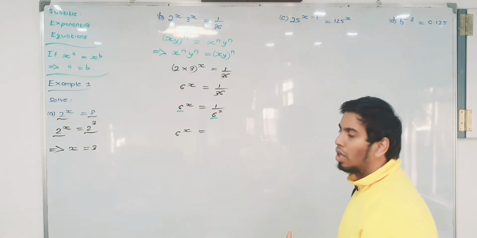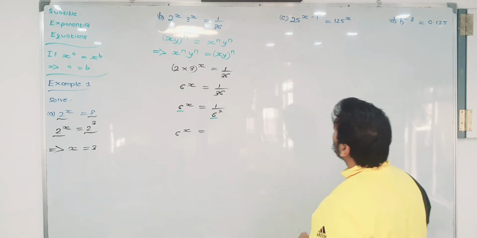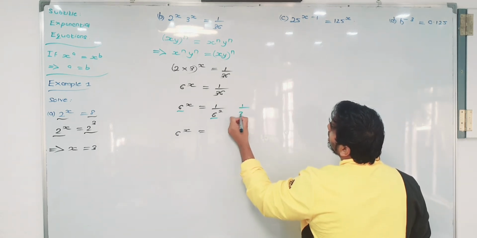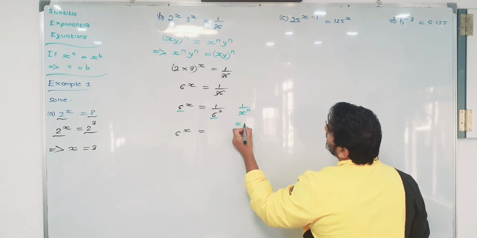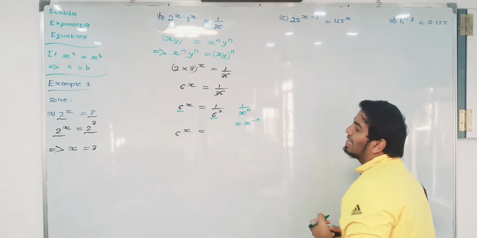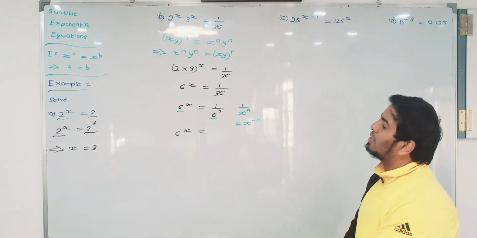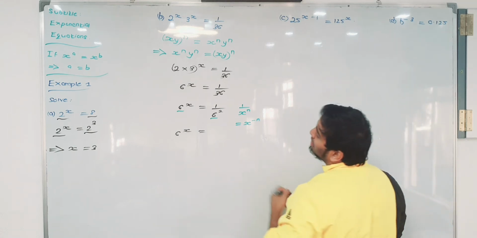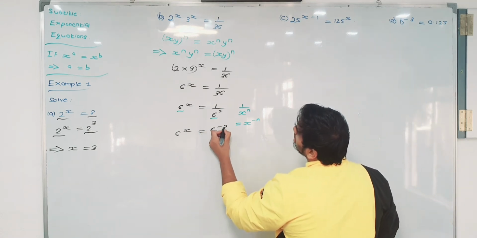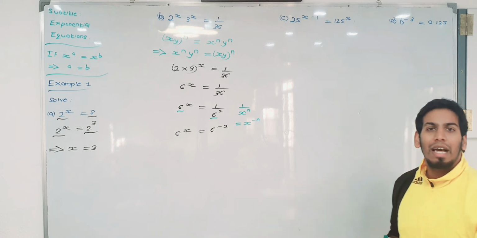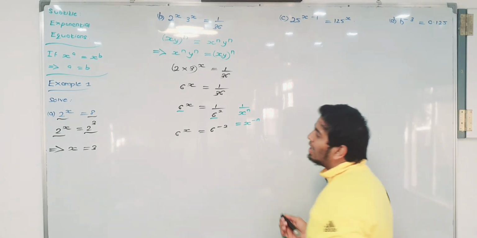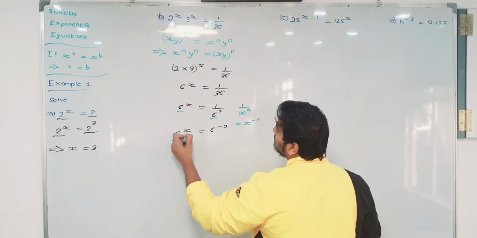Je vais apprendre dans negative indices qui sont apprendre that 1 upon x power n is equal to x power negative n. Alors, 1 sur 6 to the square. Alors, comme vous faites là, ok, vous avez 6 à la puissance 2, et vous avez 6 à la puissance de négative 2.